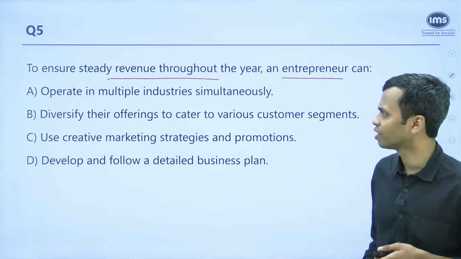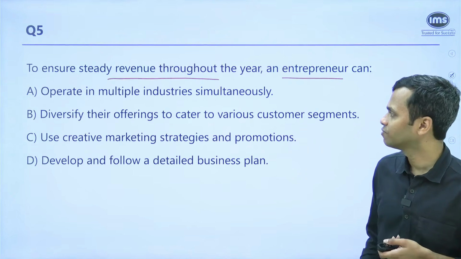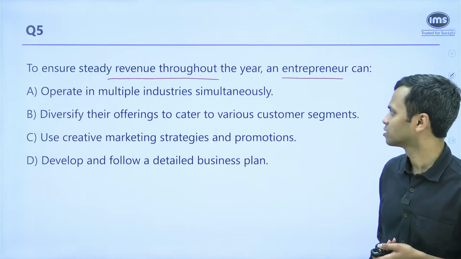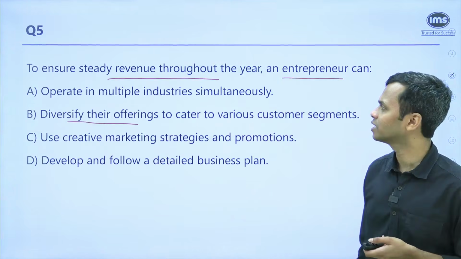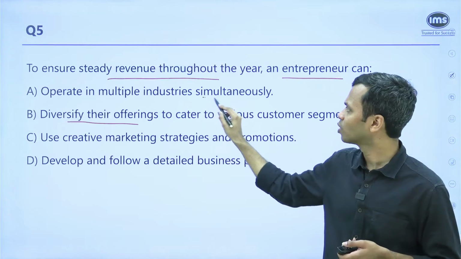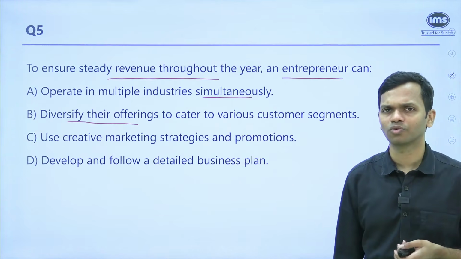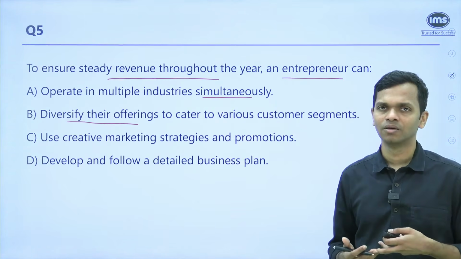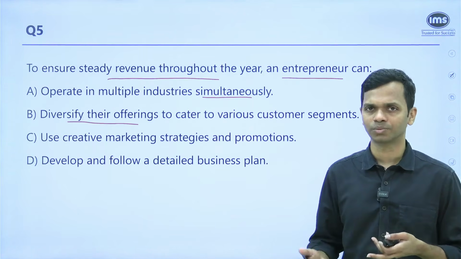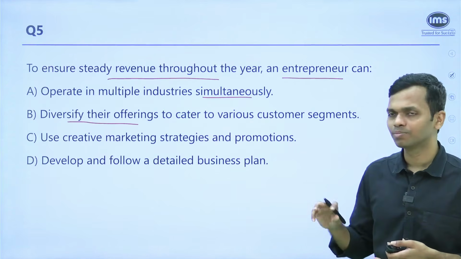Maybe, let's see if we have a better option. Diversify their offerings to cater to various customer segments. Now, this is good. This is definitely better than A. I'm not saying A is wrong, but it may not be feasible for a lot of entrepreneurs to operate in multiple industries simultaneously, because it could be out of their core expertise. That is why B is better than A.